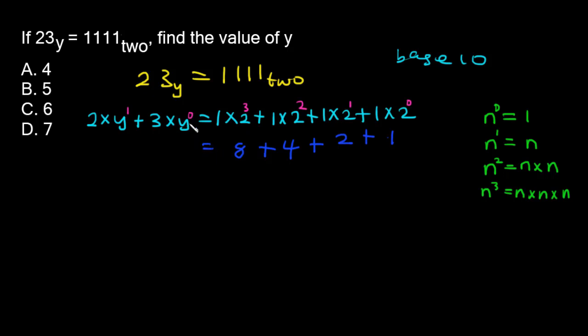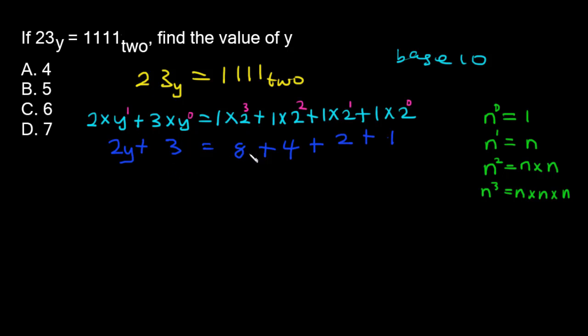Good. Then we come to the left hand side. y raised to power 0 is 1. 1 times 3 gives us 3. Okay. Then for the last one, y raised to power 1 is y. So y times 2 gives us 2y.